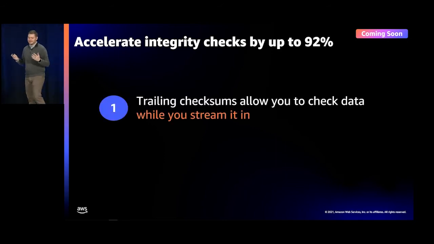The first thing that we did was enable you to pass in a checksum as a trailer instead of only as a header, which is what we do today. Now, this seems a bit subtle, but it has a huge impact. It means that we can calculate a checksum as you stream the bits into S3, and then just tack it on to the end of the request.